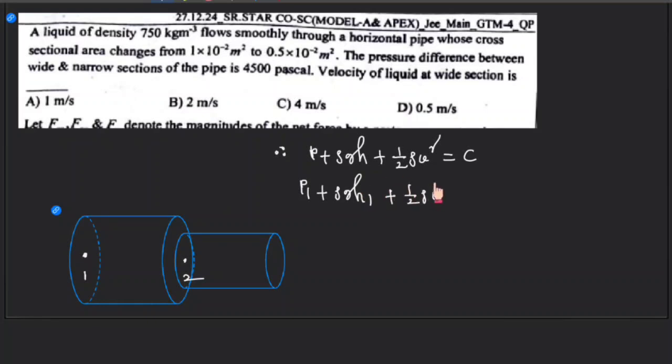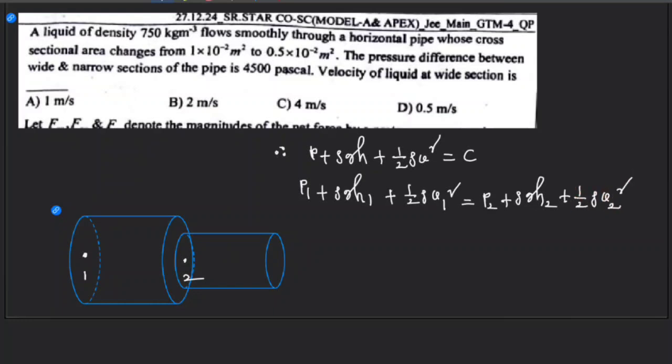So what is the Bernoulli's equation formula? P plus rho gh plus half into rho into v square equal to constant. That is the basic formula of Bernoulli's equation. So here it is a bigger section, this is a smaller section. Let's say here it is 1, here it is 2. So P1 plus rho into g into h1 plus half into rho into v1 square is equal to P2 plus rho g h2 plus half into rho into v2 square, right? So you write it like this.